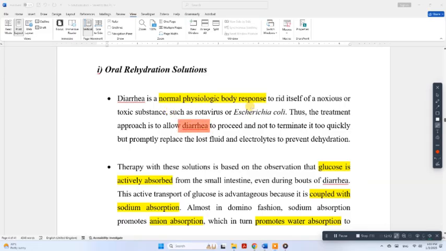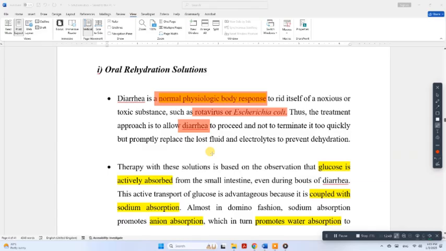Diarrhea is a normal physiological body response, and this happens normally when your body is trying to get rid of toxins, things like rotavirus or E. coli. It's trying to get rid of that. How does it get rid of that? By diarrhea. Diarrhea causes these microorganisms or these pathogenic entities to get out of the body. So, logically, you should not stop that. Many people take what do? They take loperamide or some other drugs in order to try and stop diarrhea. But actually, the best approach is not to try and terminate it too quickly.